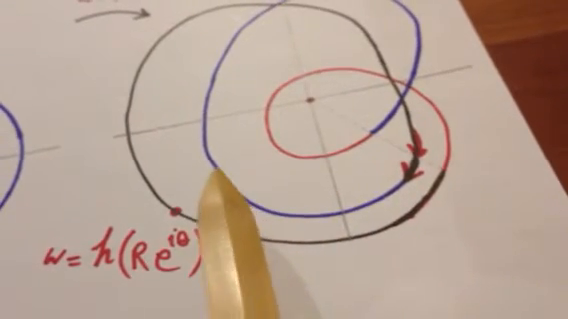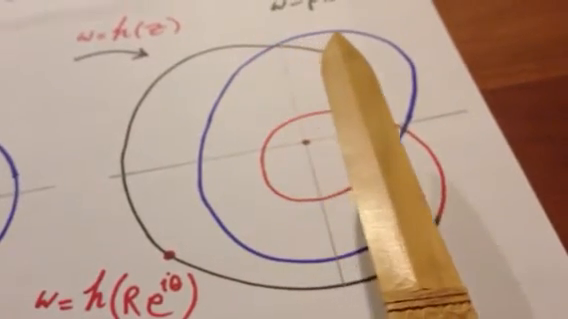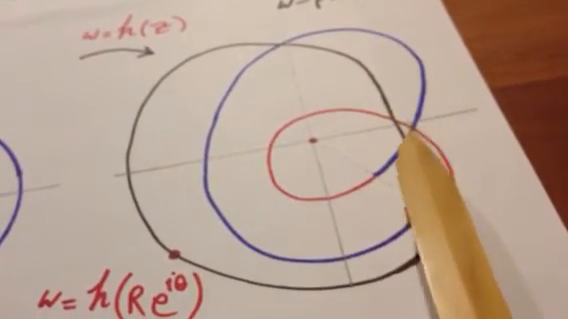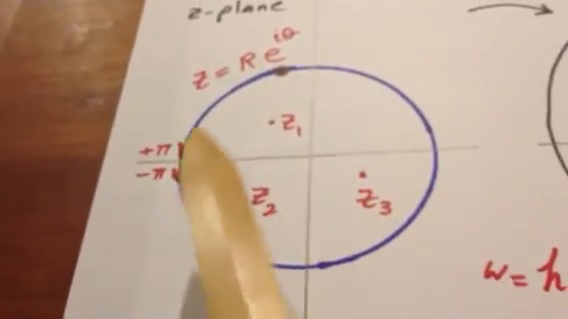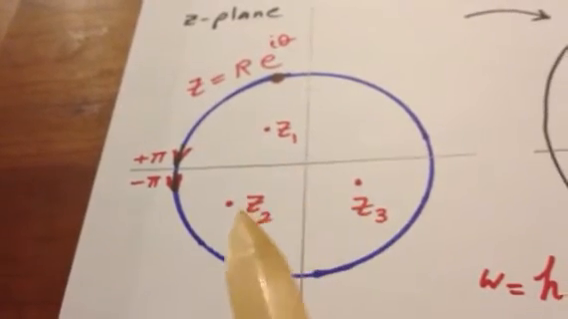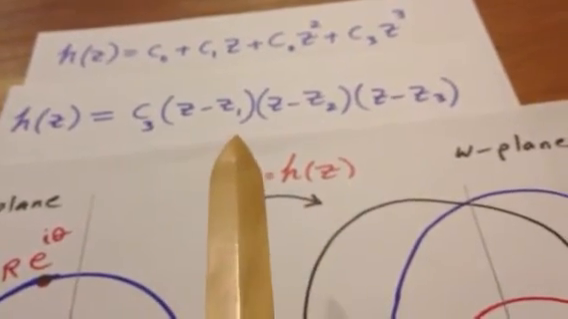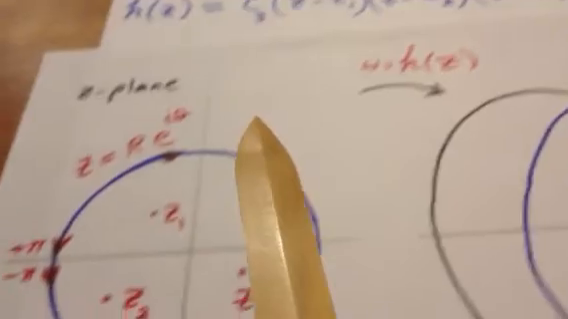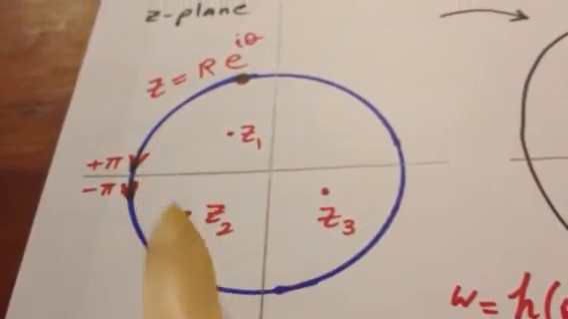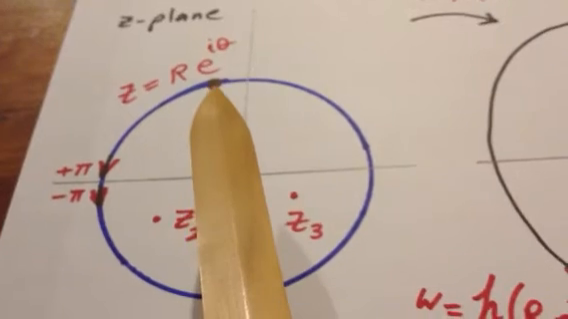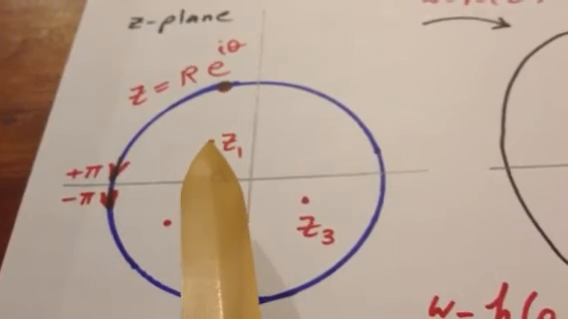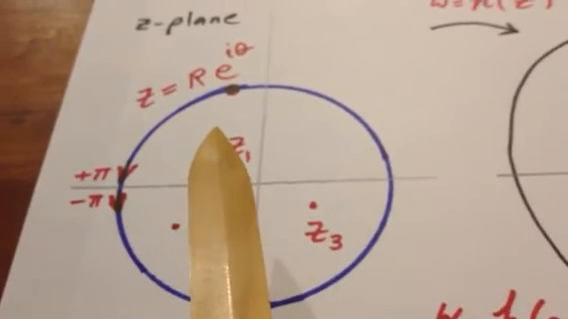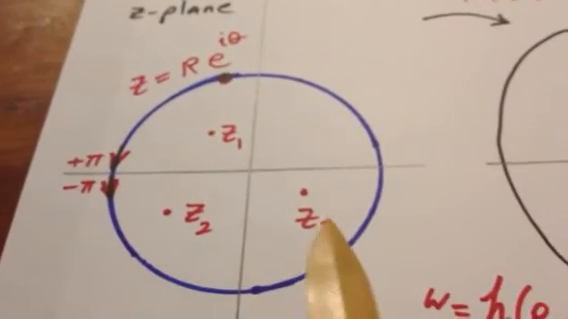So as z moves around the circle just once, here z goes around the circle just once, because every one of these zeros has a factor in the polynomial, z minus z1, for example. When z moves around z1, then the argument of the difference, that makes z1 a center. So z minus z1, the argument of that changes by 2 pi. The same for z2 and z3.